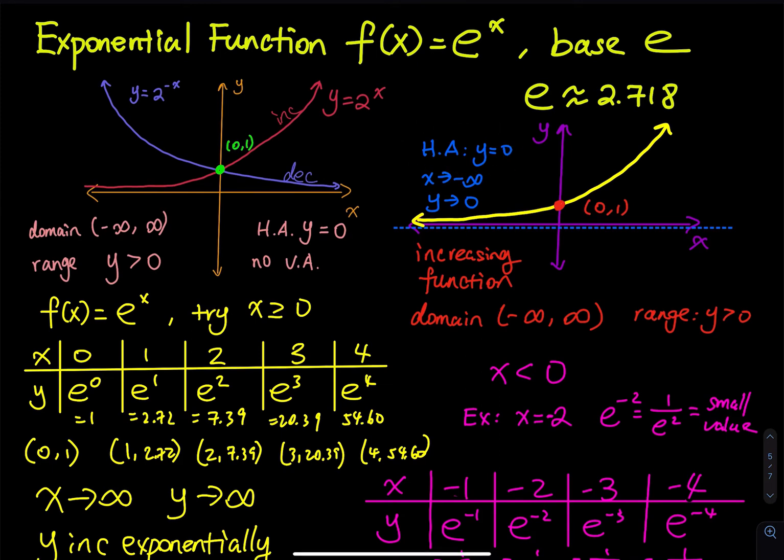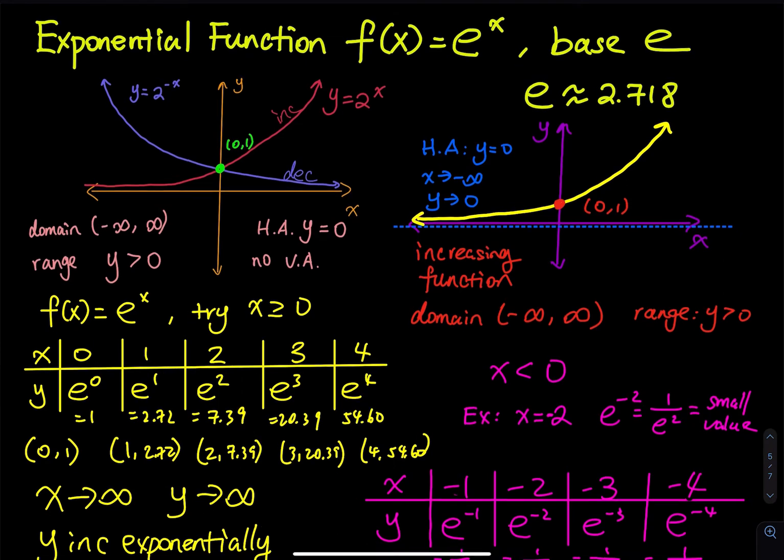And once again, the graph of e to the x will never touch or cross the x-axis, because 2.7 raised to whatever power you like, positive or negative, you will never get 0. 2.7 times itself a few times, you will not get 0, right? This is pretty basic common sense.